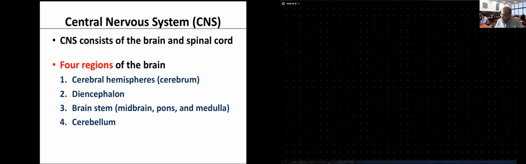Starting first with the structure of the brain, of the CNS. The brain is formed of four main regions. We have the cerebrum, the diencephalon, the brainstem, and the cerebellum. So the brain is divided into four regions. Those are the cerebrum, diencephalon, brainstem, and cerebellum.